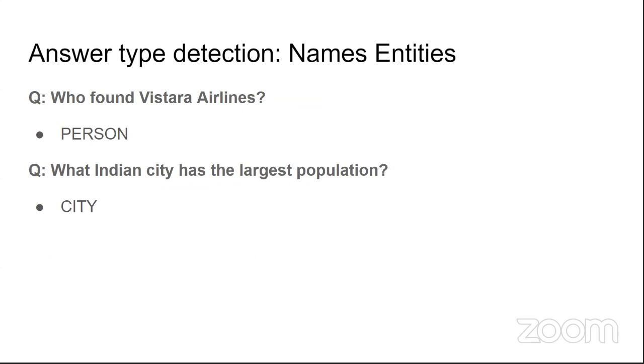Answer type detection. Who founded Vistara Airlines? It should be a person. When you say who in the question, that is a definite indication of what kind of answer you require. What Indian city? The answer type is a place. So once you have performed named entity recognition, along with POS tagging of the question, then you will easily be able to formulate what type of answer you need to provide the user.